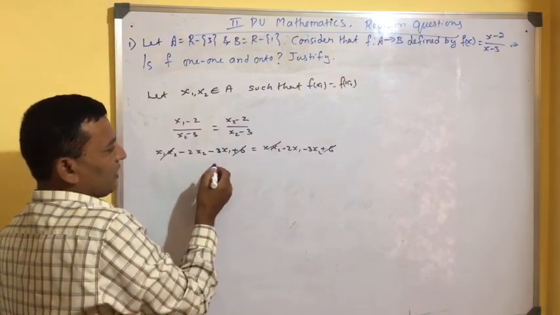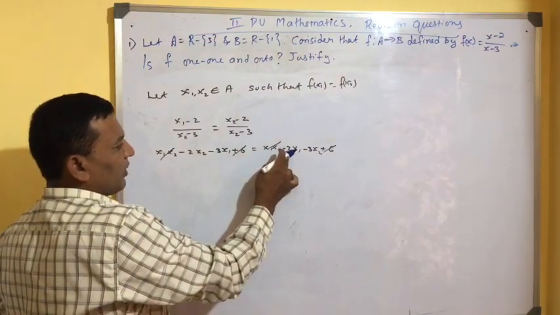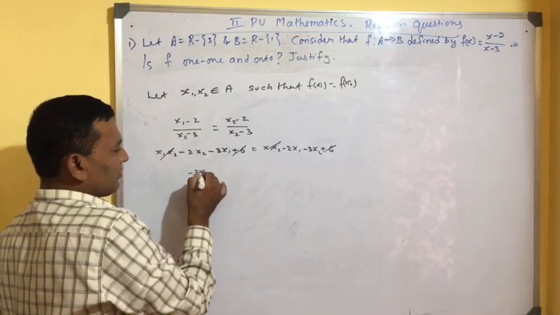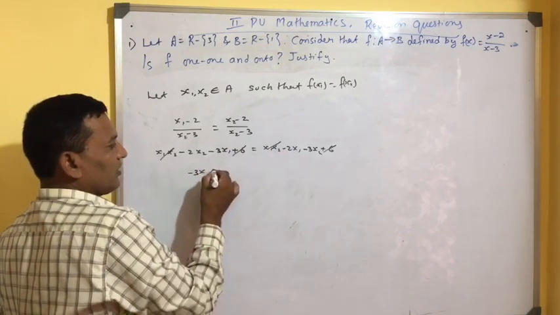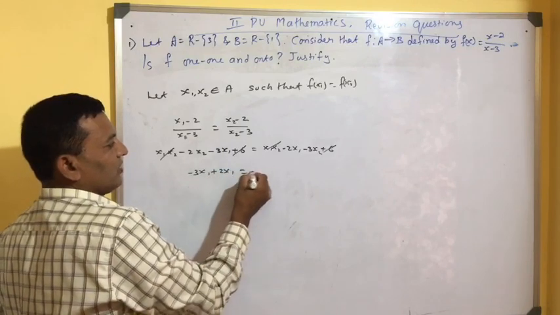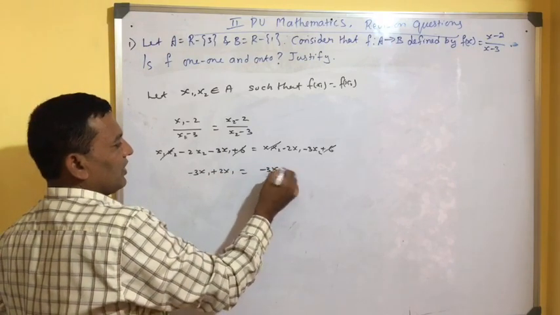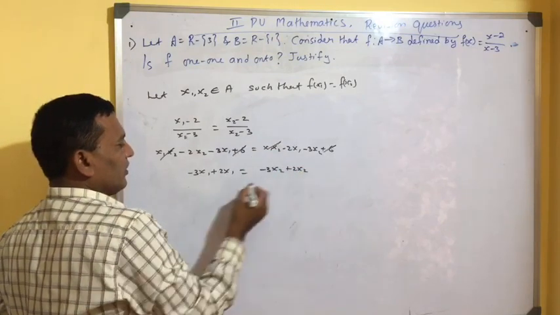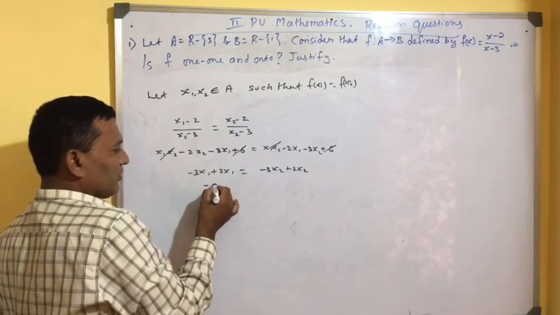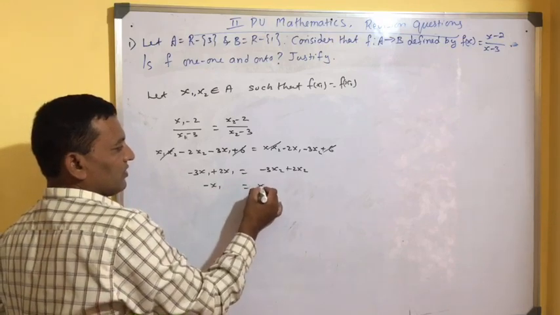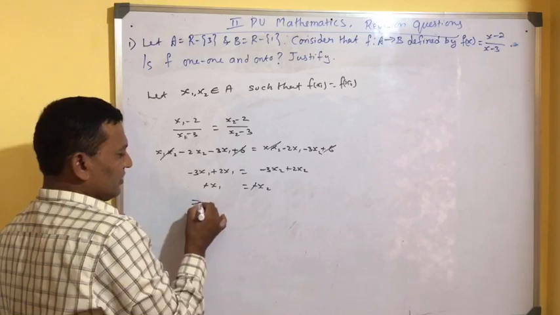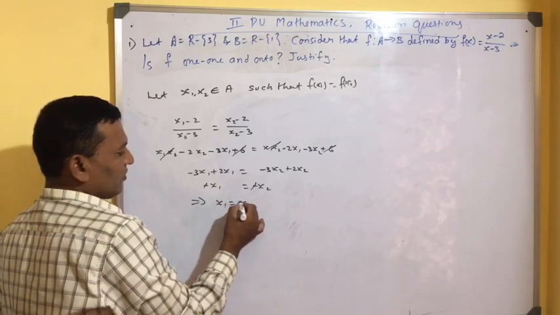I will bring this one here. Now this is minus 2x1 and minus 3x1. I will take this minus 3x1 and keep it here. This minus 2x1 I bring to the right side, that is plus 2x1. This is equal to minus 3x2, which is already here. This x2 I am taking to the right side, it becomes plus 2x2. Now you can see when you simplify this one, it becomes minus x1 equal to minus x2. Minus minus cancels. This implies x1 equal to x2.